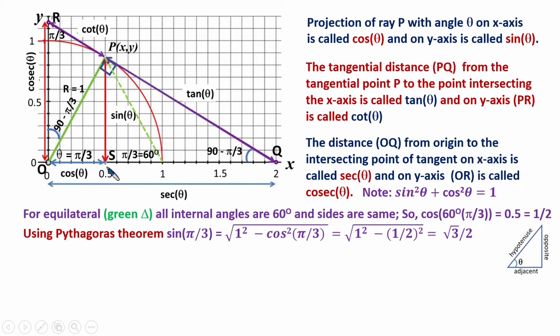So if you draw a perpendicular from this vertex, we have seen earlier, I don't want to repeat all this proof. So this will be 0.5. So cos of pi by 3 is half, 0.5.